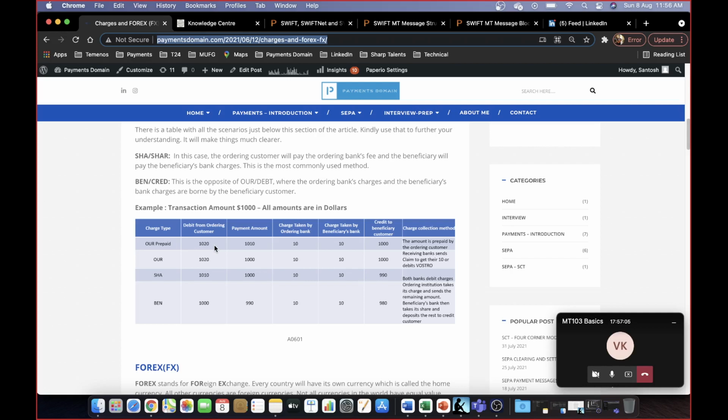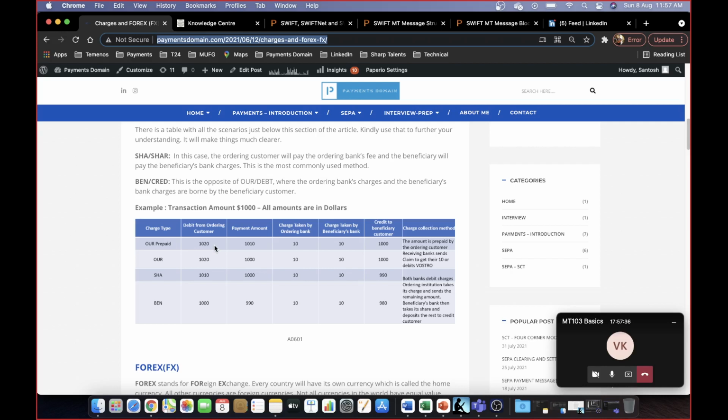In the receiving bank, or the beneficiary account with institution's bank, what will happen is it will debit 1,010 from the Nostro account, and then it will credit 1,000 to the beneficiary customer, and it will credit the rest, $10, to its PL account. So that's how the accounting entry happens for OUR prepaid. And based on this example, you can read the other three, I believe.